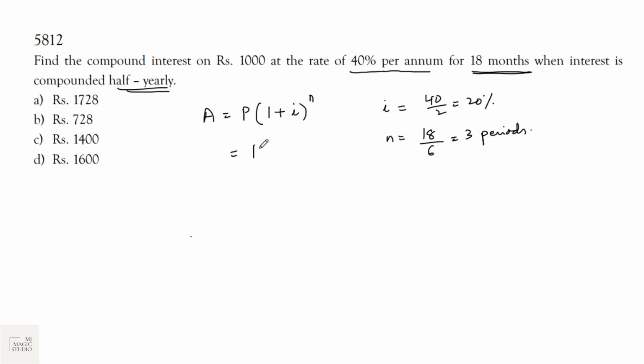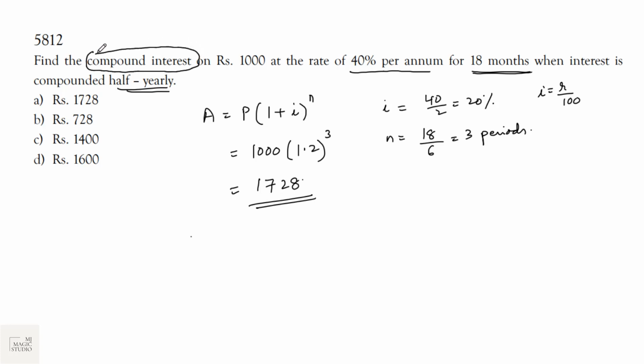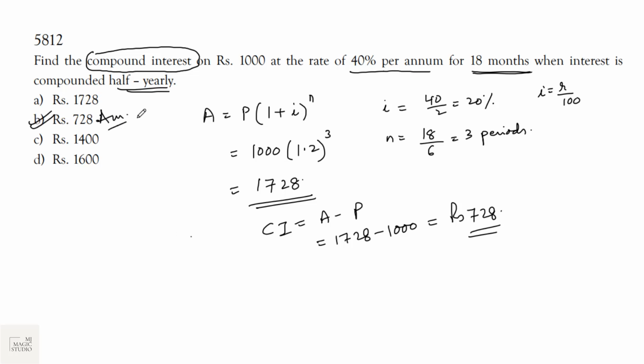So amount would be 1000 into 1 plus I, where I is R by 100, that would be 1.2 to the power 3. 1.2 cube is 1.728, so it will become 1728. Amount is 1728, but the question is clearly, please look carefully. Find the compound interest. Compound interest is amount minus principal. 1728 minus 1000, so that would be rupees 728. Please be careful, don't mark on 1728. It is 728 compound interest, option B.